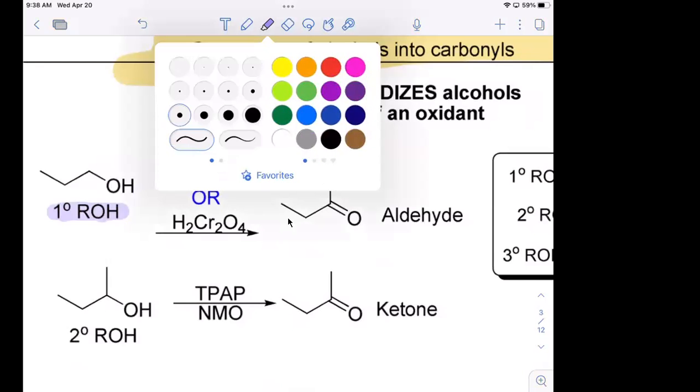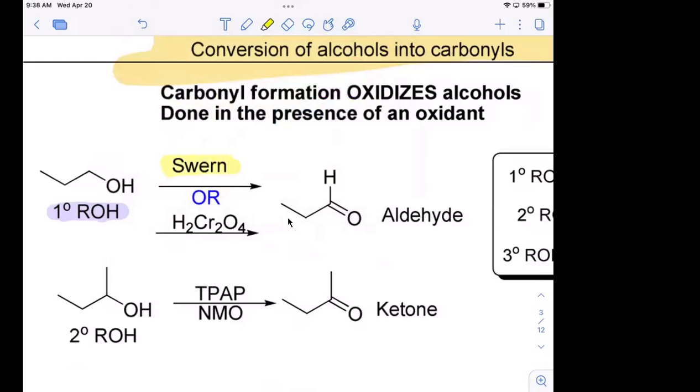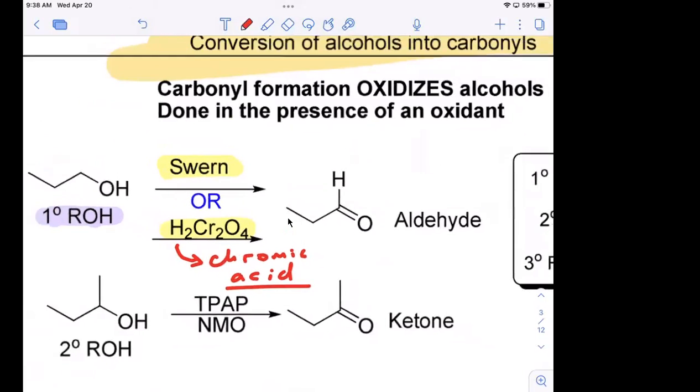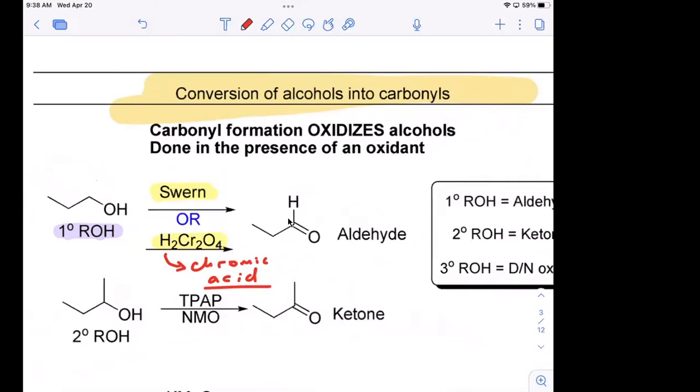But typically you would use one of these methods, like what we call Swern oxidation or chromic acid. So let me write this in here as chromic acid or Swern oxidation. Swern uses, excuse me, oxalyl chloride and DMSO as the reagents.